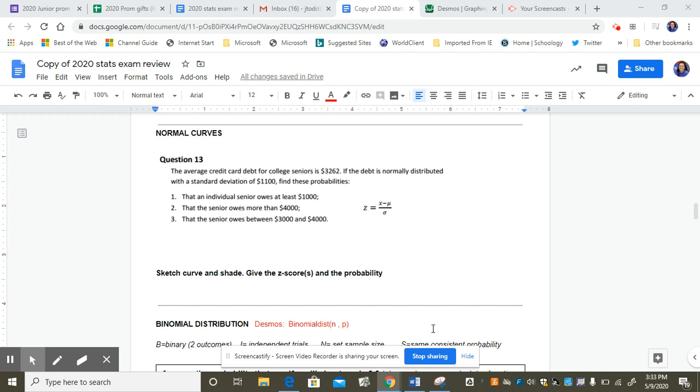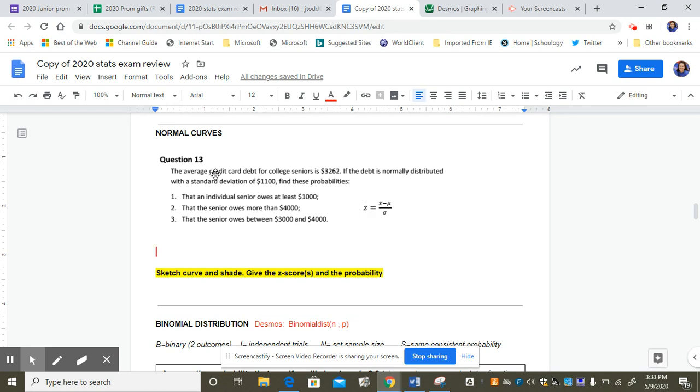We're going to review how you use Desmos to help you with normal curves. Make sure, though, to get credit, since I'm letting you guys use normal curves, you're going to have to sketch the curve, shade, and also give the z-score. You're going to have to calculate that by hand, but it's simple.